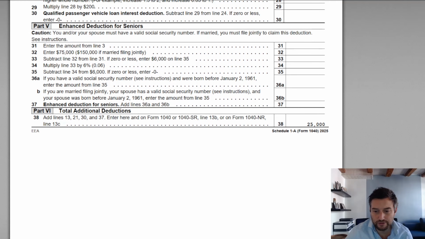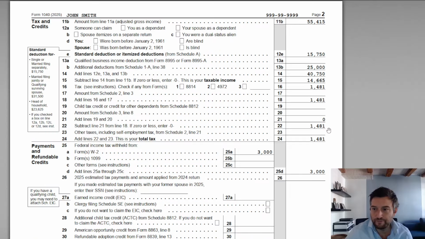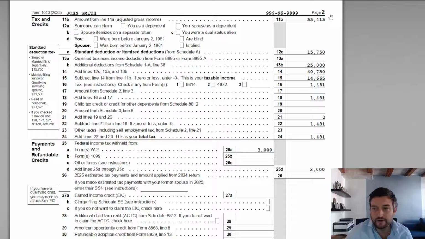Now, when we go back up to page 2 of the 1040, it's asking us to take this value back up to line 13B. If I jump back to page 2, we can see line 13B here, additional deductions from Schedule 1A, line 38, and there's our $25,000 figure. So his AGI is 55K. He's got the standard deduction here. He's not itemizing. And we can see his $25,000 deduction here. So we add the two together, and his total deductions are going to be $40,750.